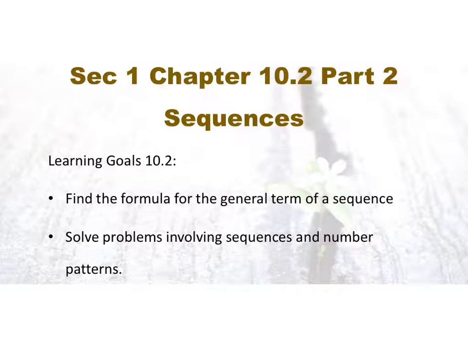Sec 1, Chapter 10.2, Part 2, Sequences. Now, in this part of the chapter, we'll be learning the formulas to find general terms of a sequence, and we will solve problems involving sequences and number patterns.